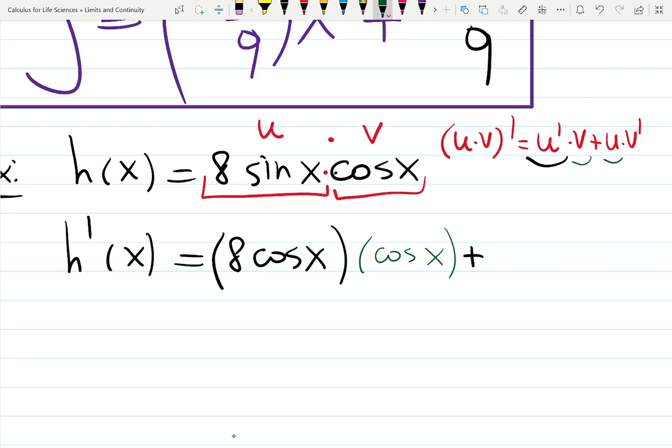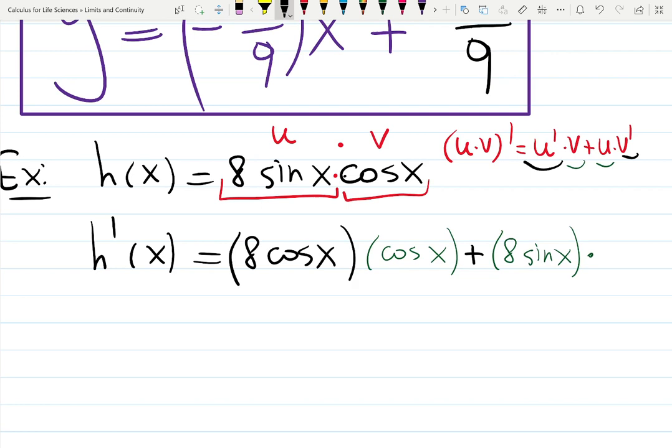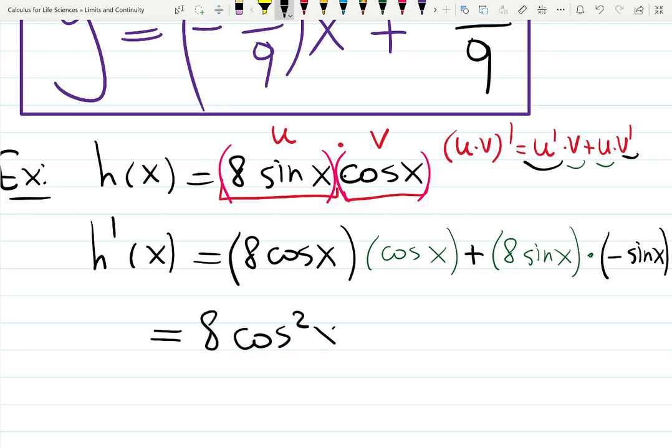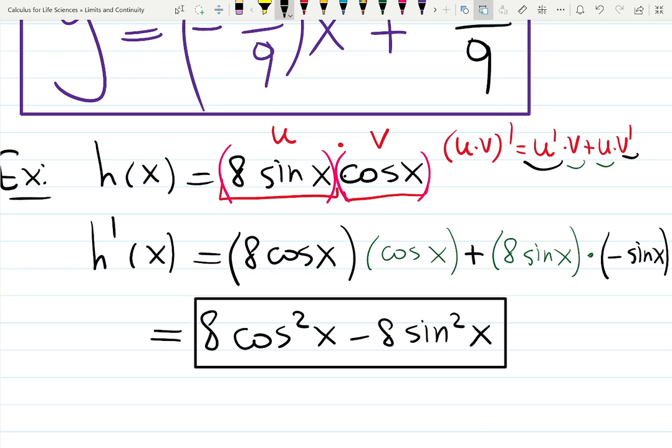Copy u. U is 8 sine x times derivative of v. V is cosine. Derivative of cosine is minus sine. Remember that. That's all. Cosine squared x. If you want to simplify it, it's going to be 8 cosine squared minus 8 sine squared x. And you can factor out 8 if you want. It's good like that. So my main goal is you know how to differentiate.